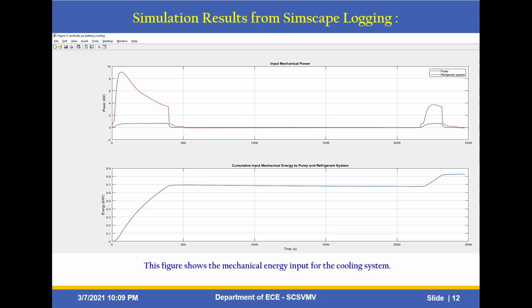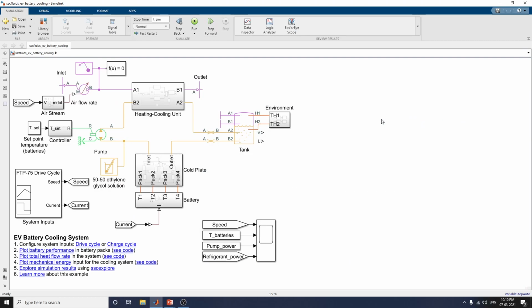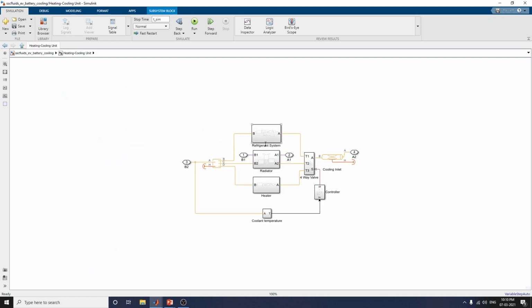Now you can see the MATLAB model. It is a Simulink model. In this model, you can see the mentioned blocks are available here. The heating cooling unit has three subsystems: the refrigerant system, radiator, heater, and coolant temperature. The controller is also used to control the refrigeration cycle, which is represented by the amount of heat flow extracted from the cooling liquid.